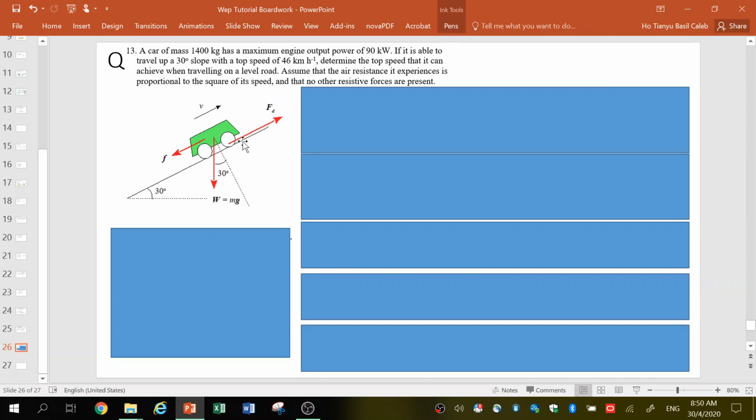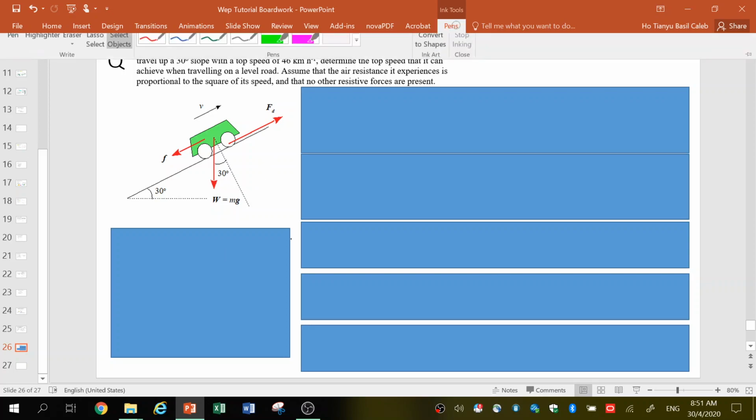So when you are traveling up a slope, this is the driving force up the slope. There's friction downwards, or air resistance, or everything combined as friction backwards. Your weight will also have a component of force down the slope. This is the first thing that you should realize when you're on a slope.